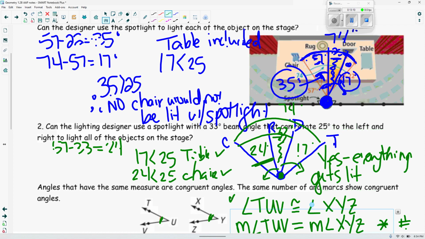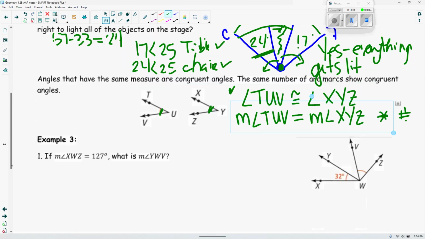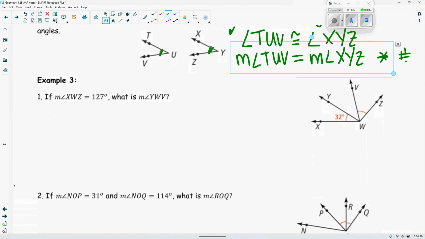When I just use the congruent sign, I can't tell you what the angle measure is, just that they are the exact same size. Okay? So again, notation is extremely important. So let's practice some examples.